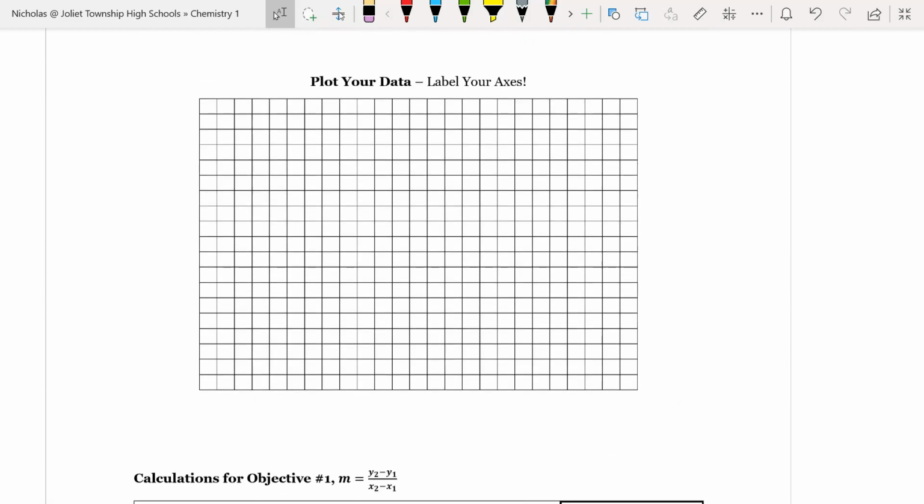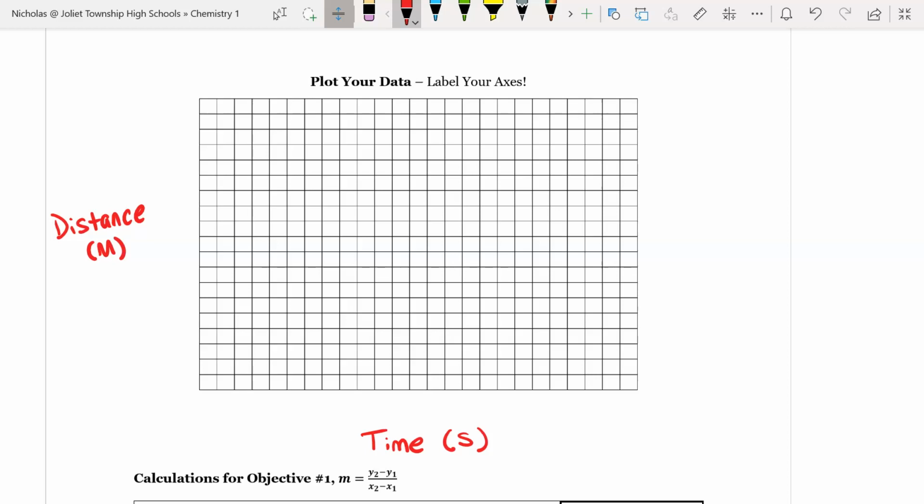Now, every good graph is labeled. The axes are labeled. So our time is going to go here on the x-axis. We measure our time in seconds. And then distance is going to go on the y-axis. We measure that in meters.